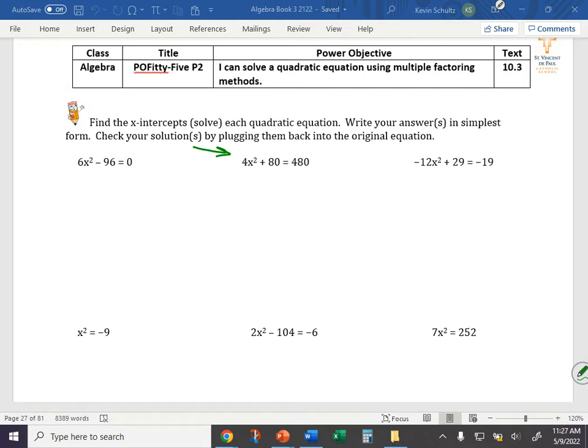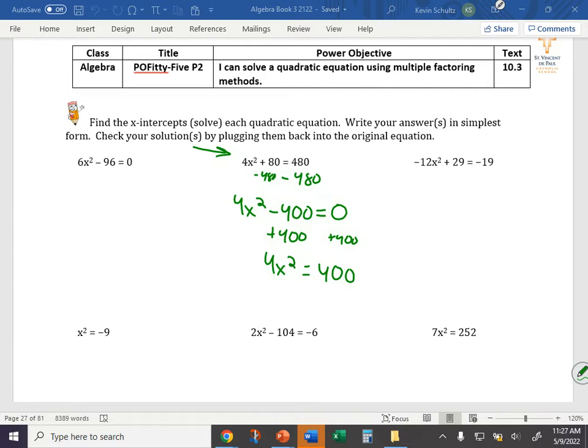It's just part of the constant has already been moved over to the right side. If you wanted to, you could subtract 480 from both sides and write it as 4x squared minus 400 equals 0. But then what would your next step be anyway, using opposite operations here? Add 400 right back to that right side. And you ultimately end up with 4x squared equals 400, and then you'd go from there.